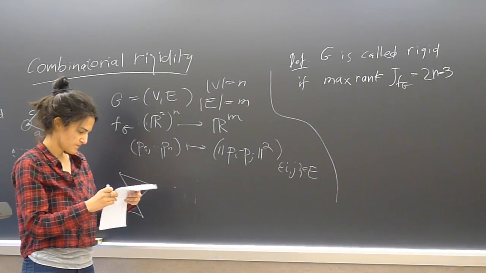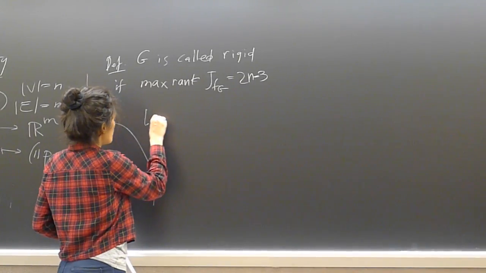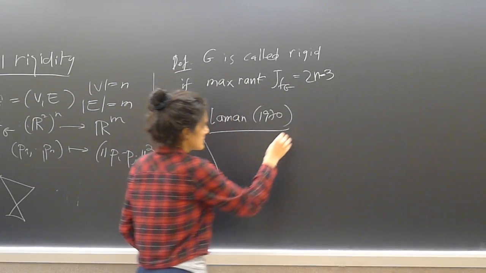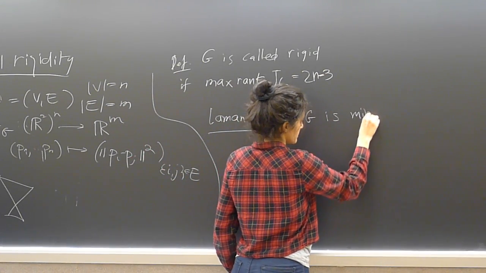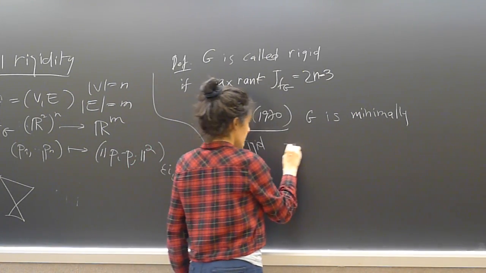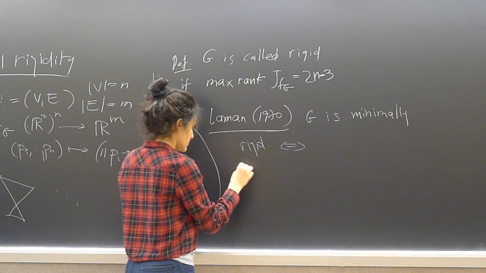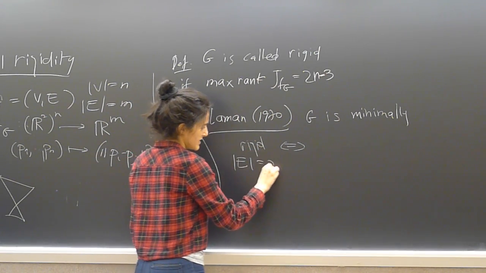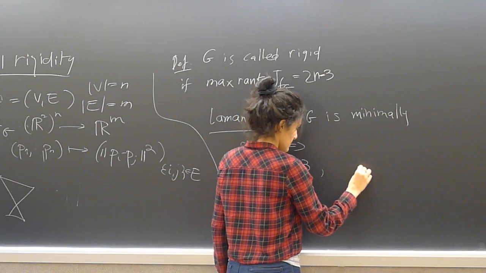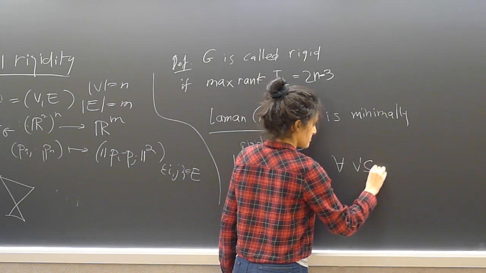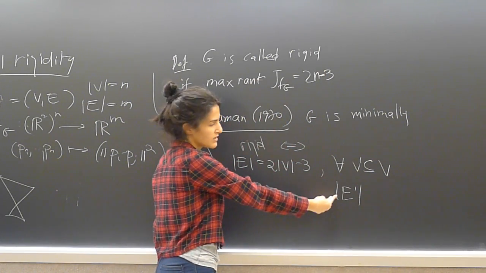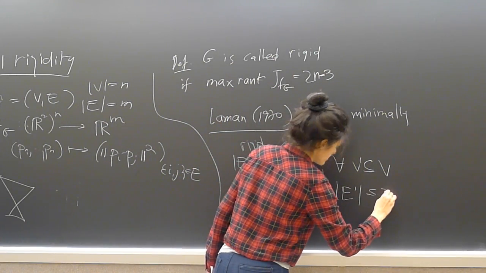And there is a characterization of Laman from 1970 that says that G is minimally rigid if and only if the number of edges is exactly 2n minus 3, and for every subset V prime of V, the number of edges of the graph restricted to this subset is at most 2 times the size of V prime minus 3.